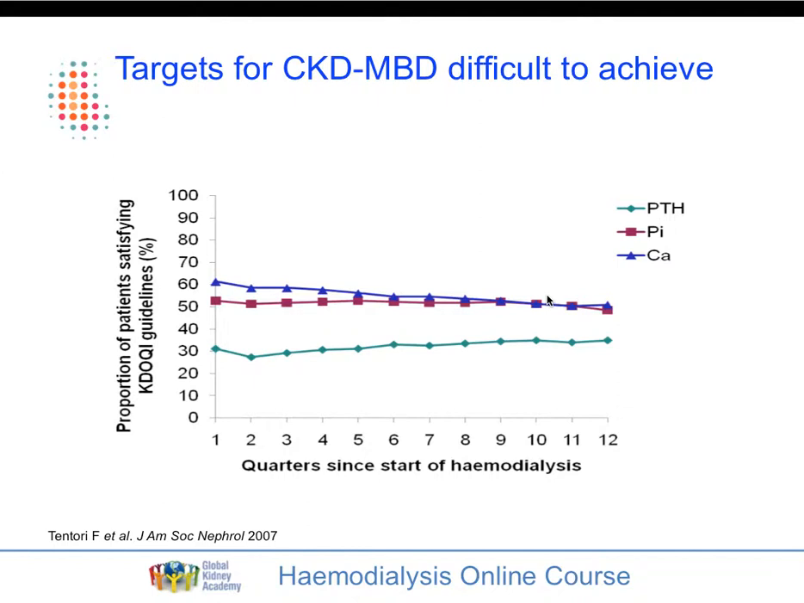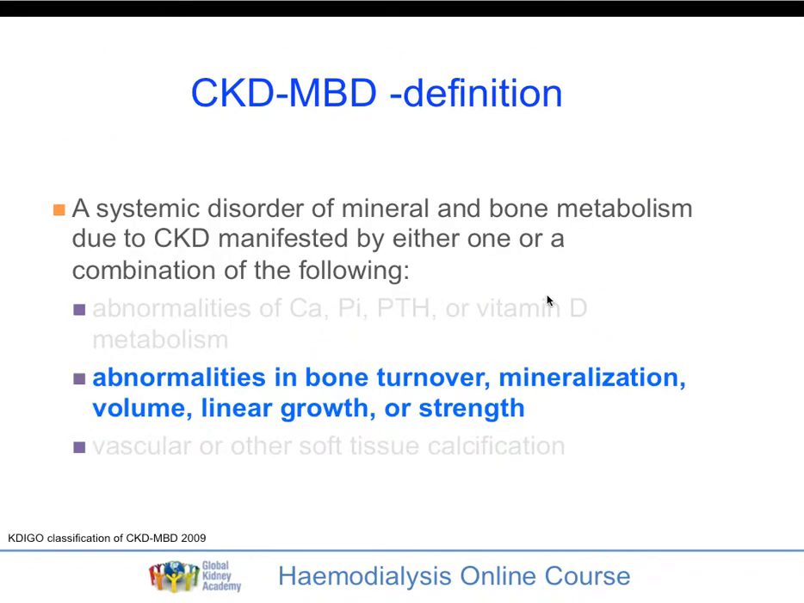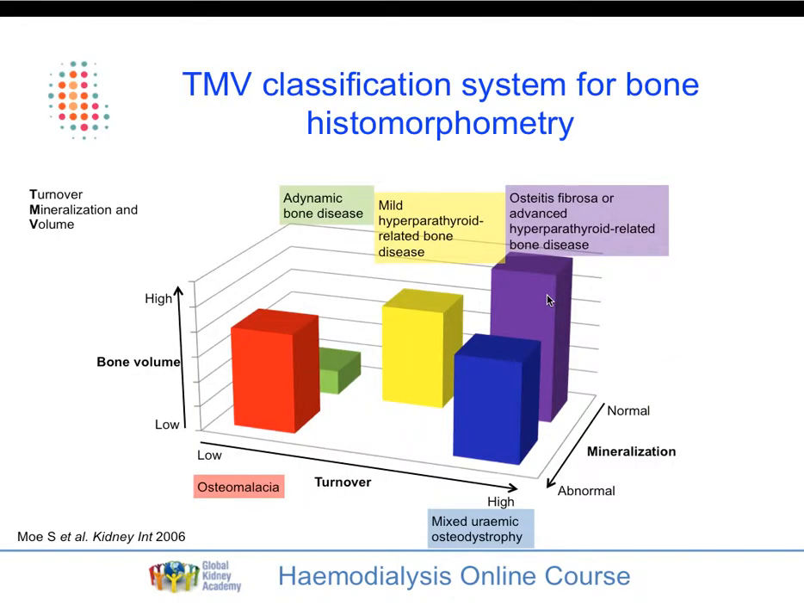What about the bone? What are the abnormalities we see in bone? Well, of course, the only way we can diagnose bony abnormalities is to do a bone biopsy. And KDIGO have suggested that when we do bone biopsies, which is something that very few centres around the world do, a very, very difficult thing to do, a technically difficult biopsy to interpret.